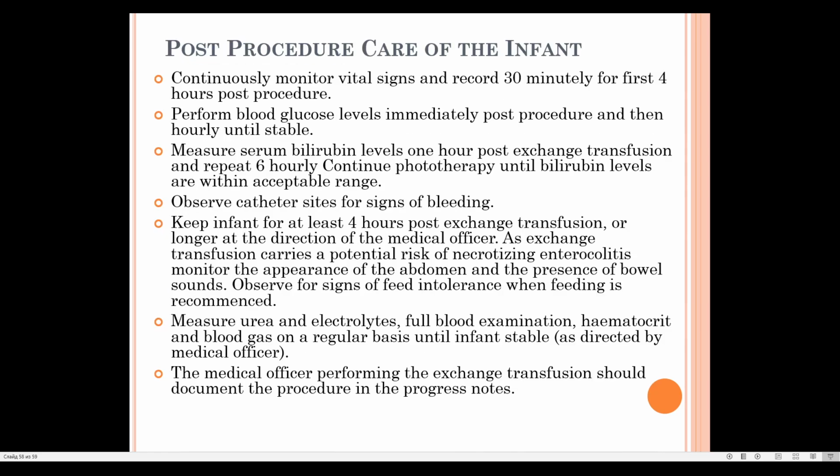So, post-procedure care of the infant includes the following management: continuously monitor vital signs and record 30-minutely for the first 4 hours post-procedure. Perform blood glucose levels immediately post-procedure and then hourly until stable. Measure serum bilirubin levels on the hour post-exchange transfusion and repeat 6 hourly. Continue phototherapy until bilirubin levels are within acceptable range.